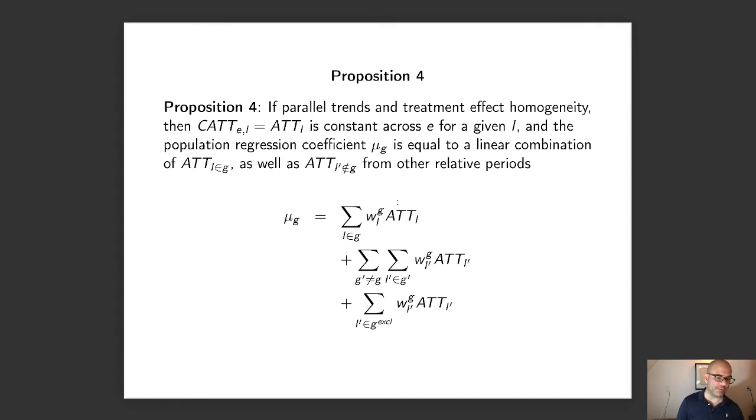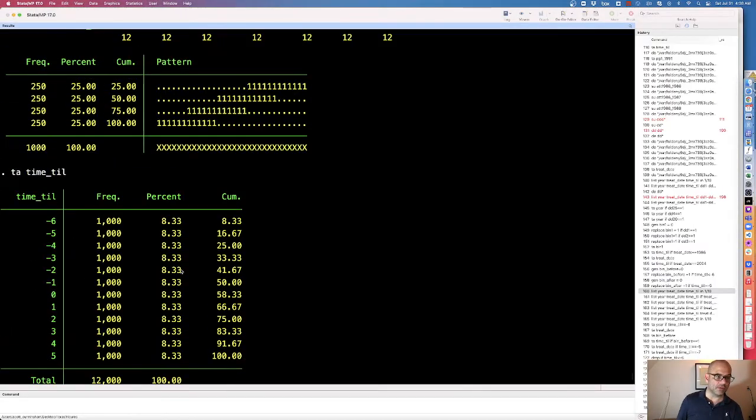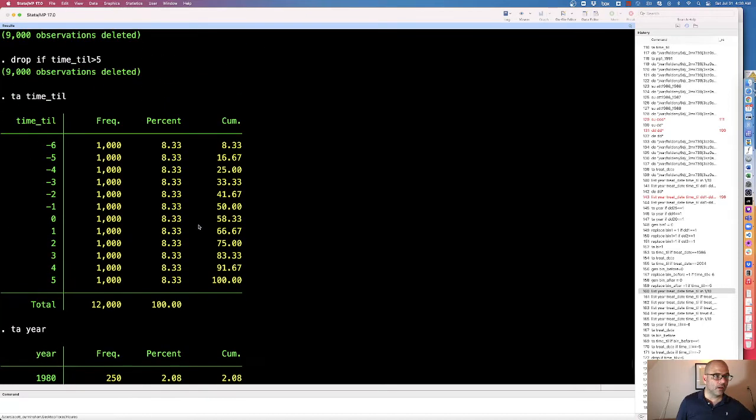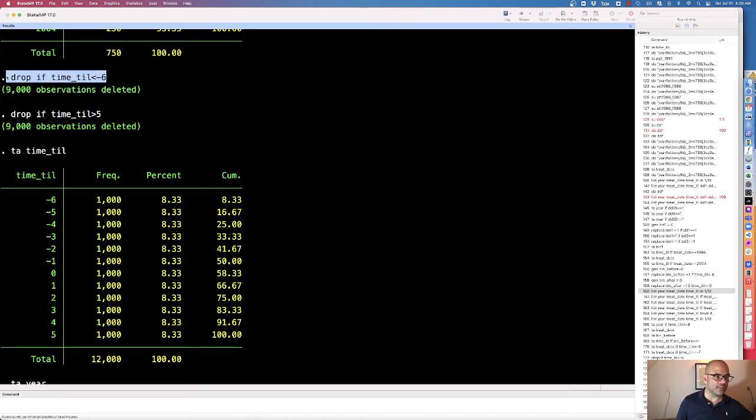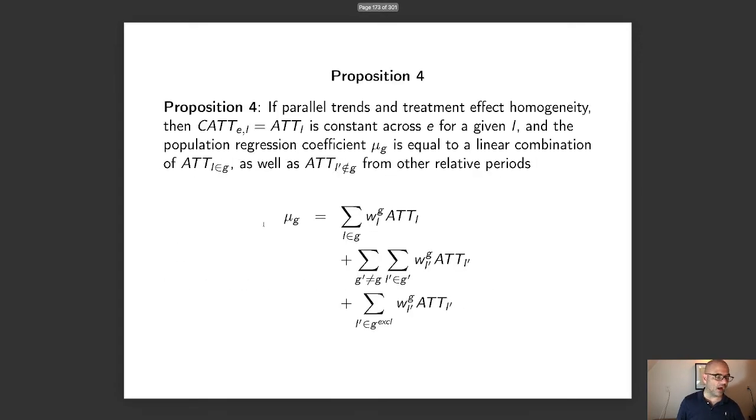All right. If you get parallel trends and treatment effect heterogeneity, but you don't assume no anticipation, you're getting all this no anticipation contamination. This is the -1 to -6 anticipation, and this is the omitted group. So many propose binning or trimming. Sun and Abraham note that binning creates uninterpretable weights, whereas trimming creates weights that are more reasonable. That's because when you trim, meaning dropping, which is what we did right here, when I said drop if time till greater than 5, drop if time till less than 6, that's just getting rid of those particular periods' CATTs.